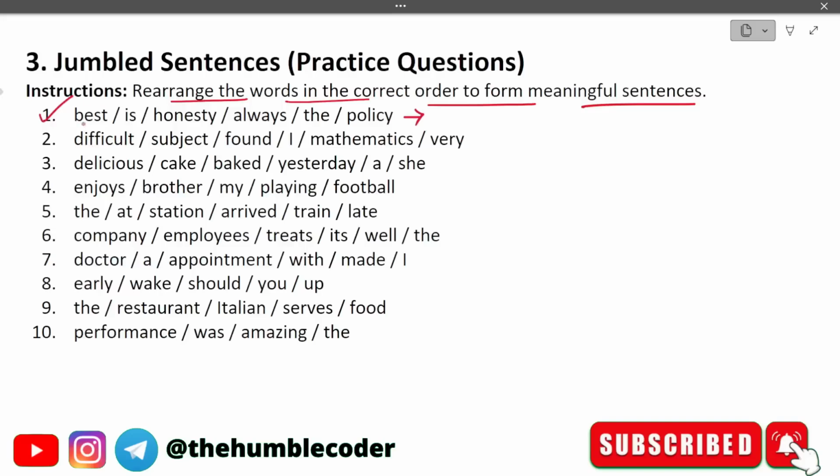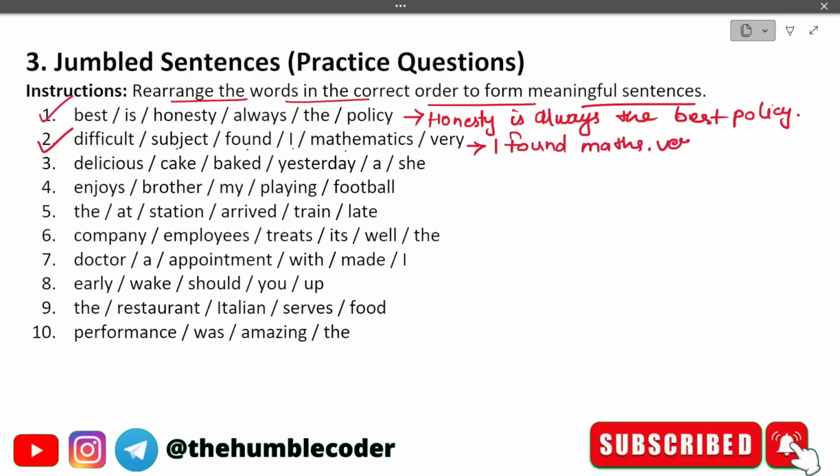So we have the words as, best is honesty always the policy. So the correct answer in this case is going to be, honesty is always the best policy. Okay, hope you have understood it. Moving on to the next question now. Difficult subject found I mathematics very. Let's write the correct answer for this. I found mathematics very difficult.